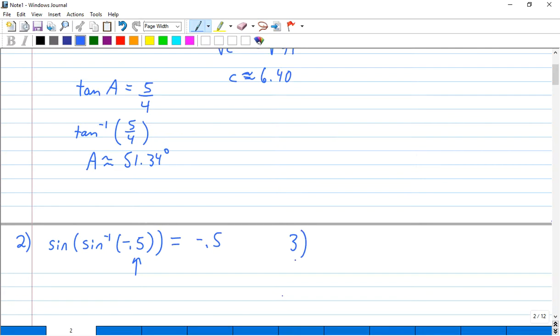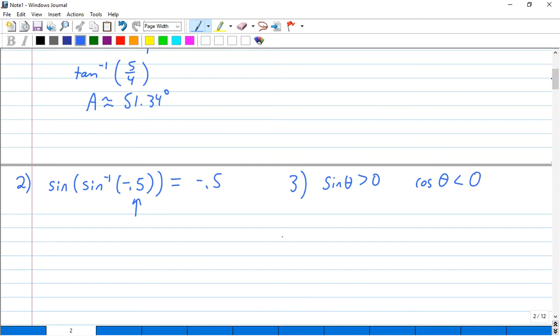Alright, problem number 3 says the sine of theta is greater than 0 and the cosine of theta is less than 0. In which quadrant does the angle lie? So I would think about the Salty Sea chart here. This tells you where all the angles are positive. So sine is greater than 0 or positive here and here. Cosine is less than 0 or cosine is negative here and here. Where does it overlap? Quadrant 2. So quadrant 2. That's the answer.